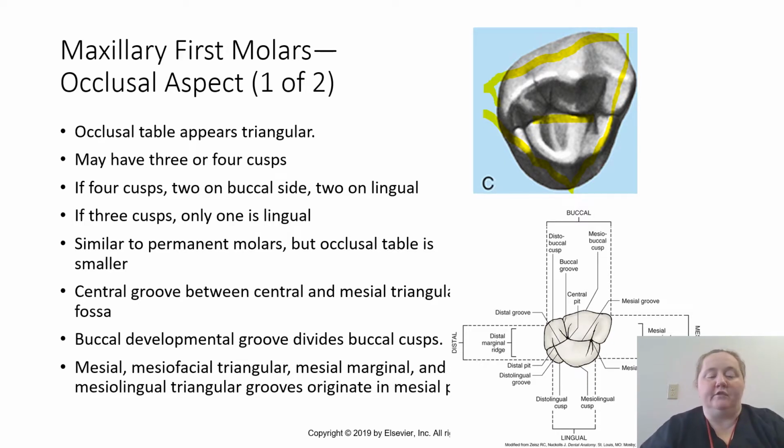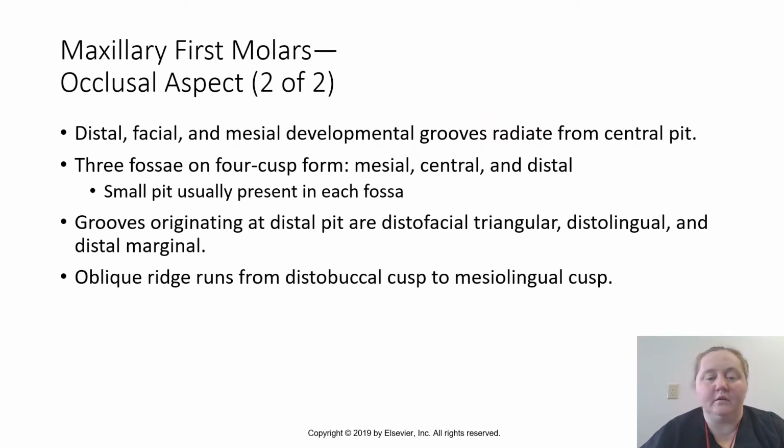All right. The buccal developmental groove divides the buccal cusp. So if you look here, you can see the buccal groove. And that would be, let me correlate these a little bit, this right here and this right here. Okay? The mesiofacial triangular and mesial marginal and mesiolingual triangular grooves originate in the mesial pit. The distal facial and mesial developmental grooves radiate from the central pit.